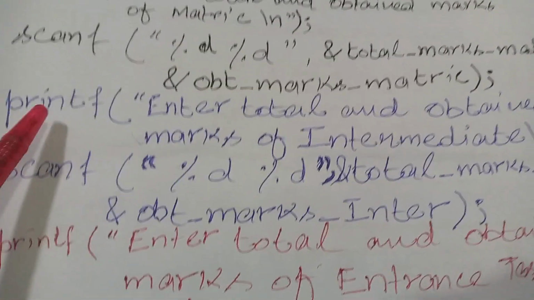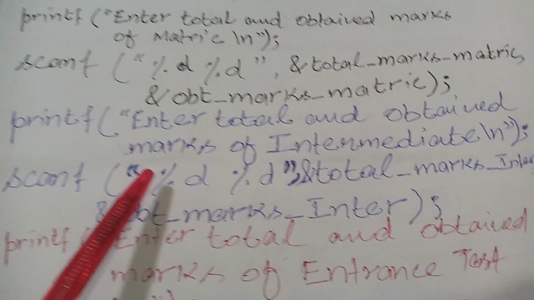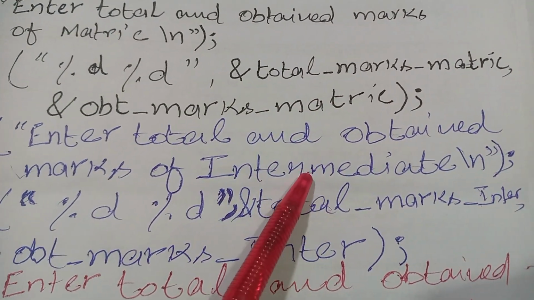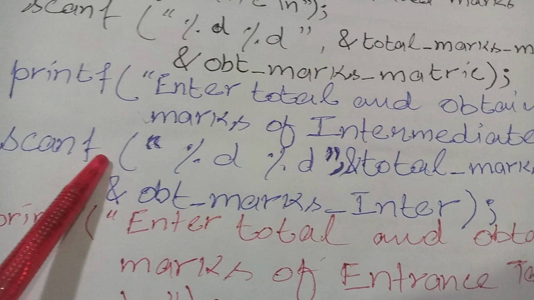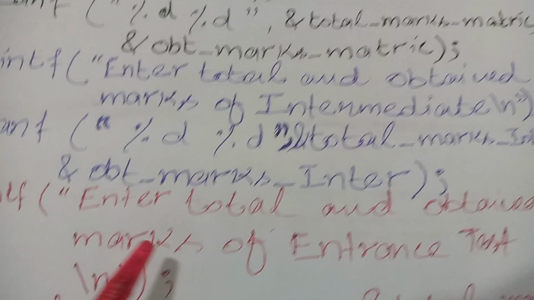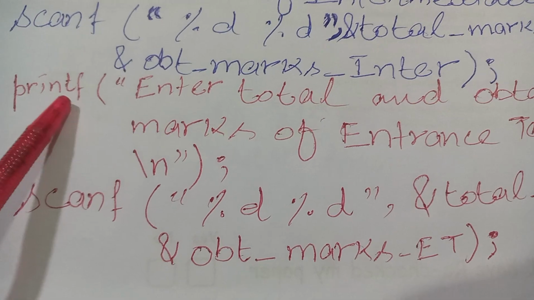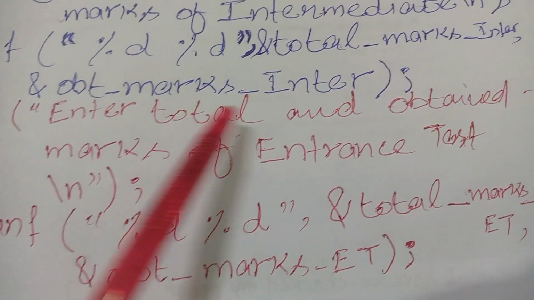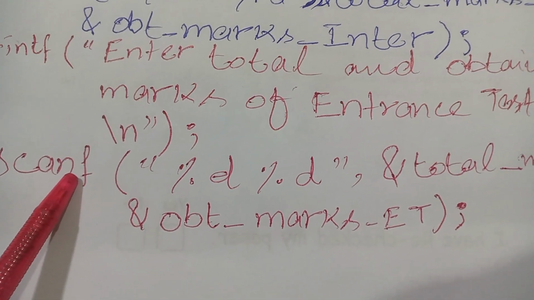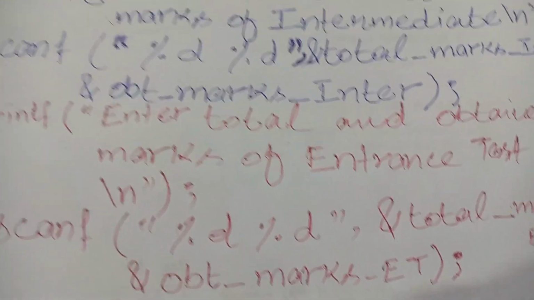After that, a printf statement is used as we have written before, and in this, instead of total marks of matric, total marks of intermediate have been asked. The user will enter these 2 values, total marks of inter and obtained marks of inter. After that, the third time the same message is printed on the screen using the printf function with the total marks and obtained marks of entrance test. The user will enter the required information in the variables total marks of entry test and obtained marks of entry test.